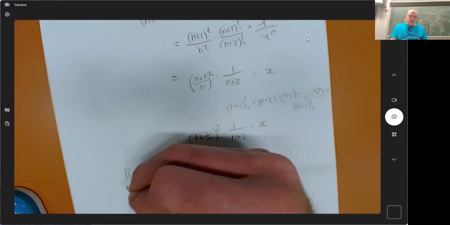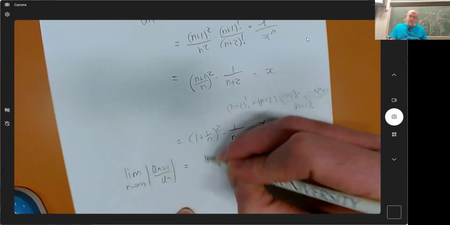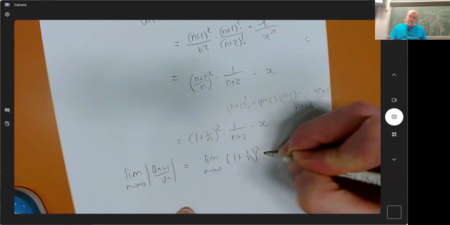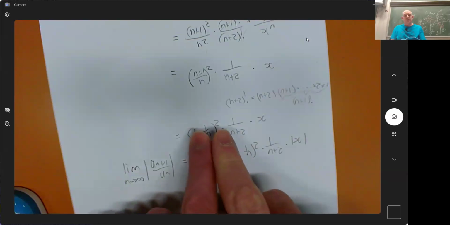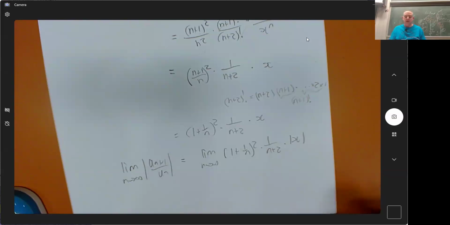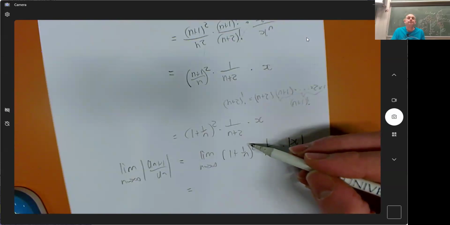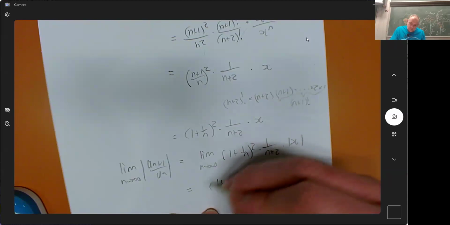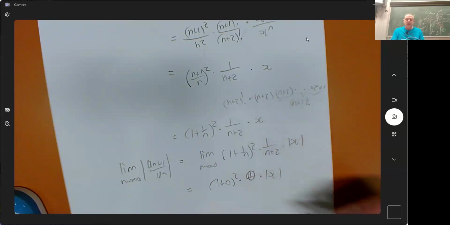So the limit as n goes to infinity of the absolute value of a_(n+1) over a_n is the limit as n goes to infinity of (1 plus 1 on n) squared, times 1 on n plus 2, times the absolute value of x. So I can do the absolute value of each bit separately, but all of these things are positive anyway, and so only the last one needs an absolute value. And this limit is 0, because the limit as n goes to infinity of 1 on n plus 2 is 0. So I've got (1 plus 0) squared times 0 times the absolute value of x, and that is 0.